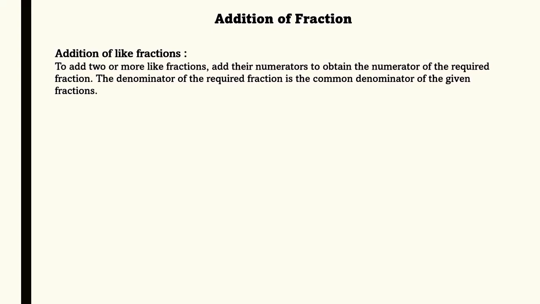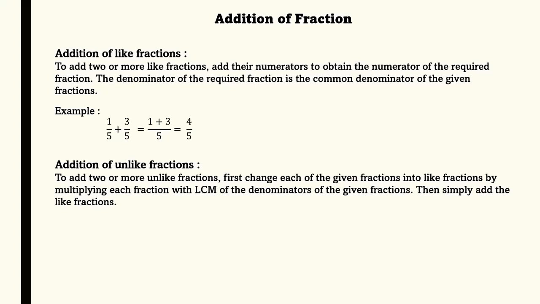Addition of like fractions, which is quite simple. To add two or more like fractions, add the numerators to obtain the numerator of the required fraction. The denominator of the required fraction is the common denominator of the given fractions. For example, 1 by 5 plus 3 by 5, you can directly add it because the denominators are the same. So 3 plus 1 is equal to 4. So the answer is 4 by 5.